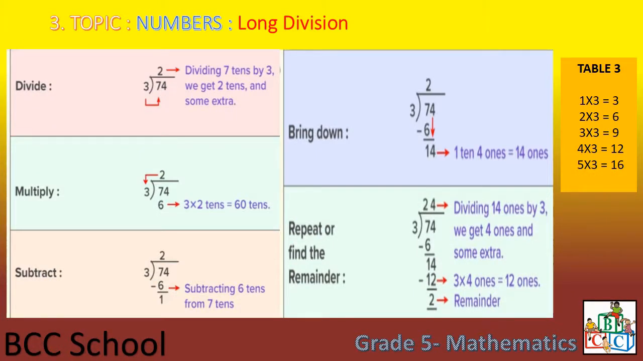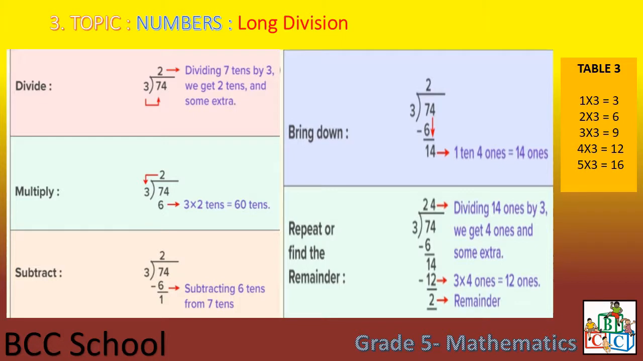Topic 3. Numbers. Long division. Here we have 5 rows. The first row is divide. The second row, multiply. The third row, subtract. The next one is bring down. And the last one is repeat or find the remainder.